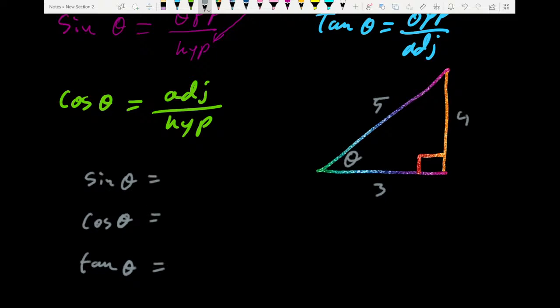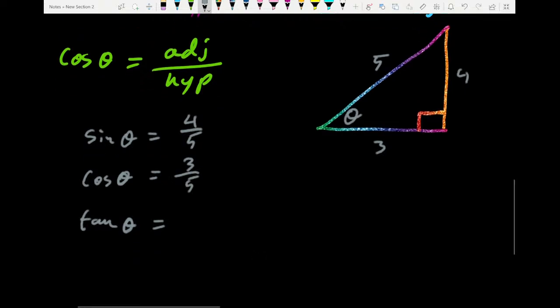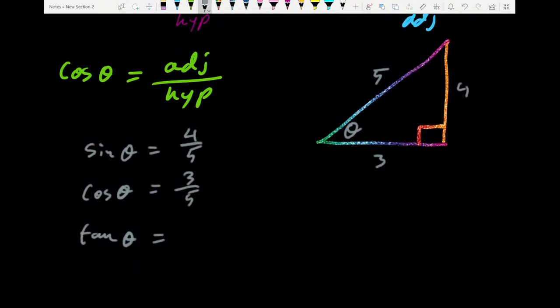And it's very simple. So according to this angle, opposite would be 4 over hypotenuse, which is 5. Cosine would be adjacent over hypotenuse. And this would be opposite over adjacent.